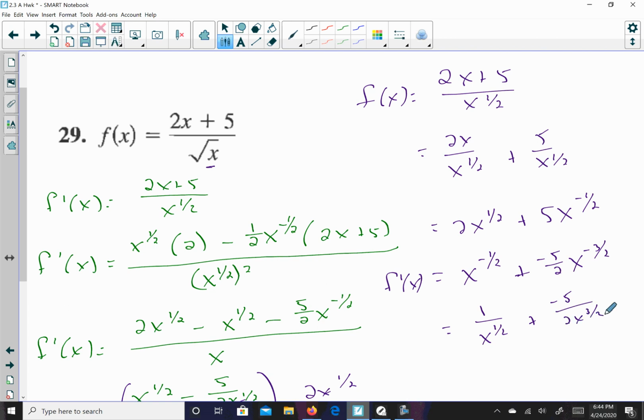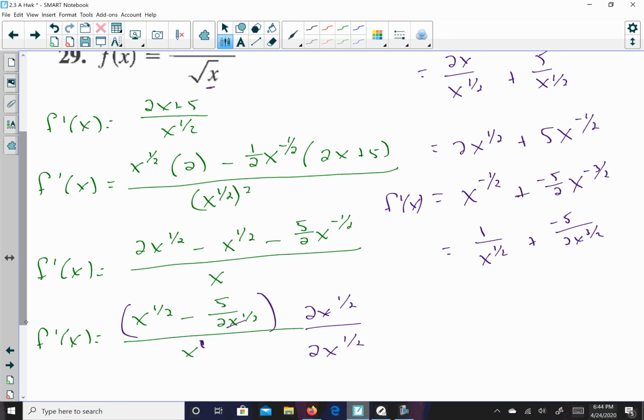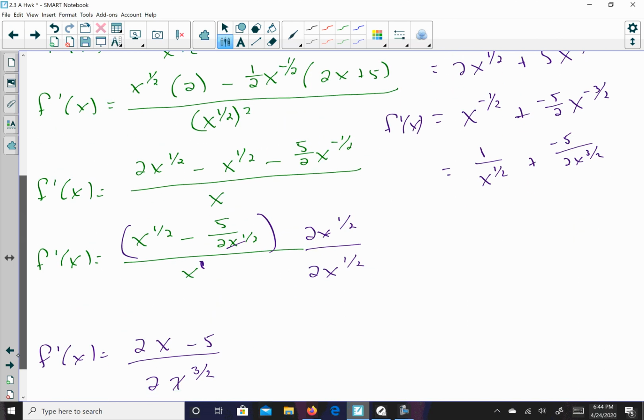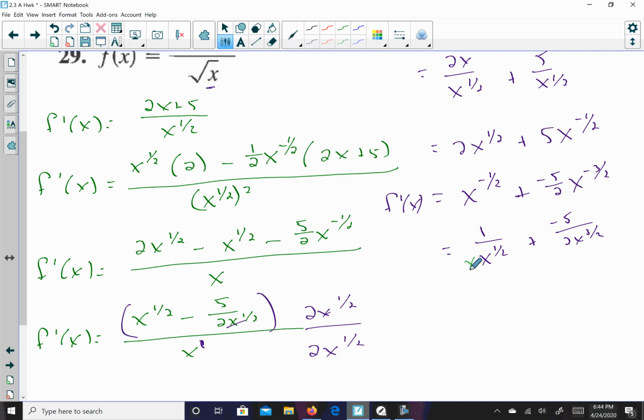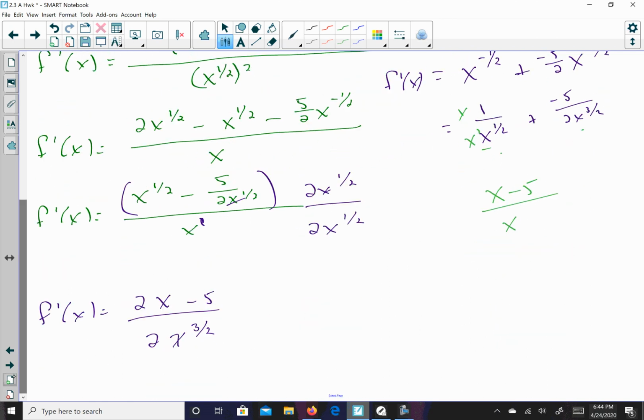And you could say, well, that doesn't look like this. But yet, if I wanted to make it look like this, I could multiply this by x to the 1 over x to the 1, because then they would have a common denominator. So this would be x minus 5 over x to, I have to do 2, don't I? Yeah, 2, because of that 2 right there. So 2x minus 5 over 2x to the 3/2. So I don't know which way is easier, but there's both ways in case you want to know.